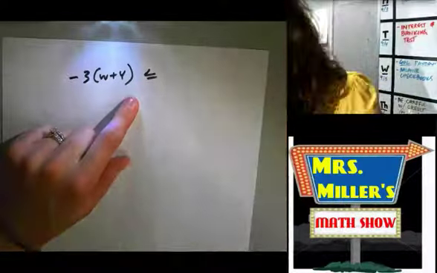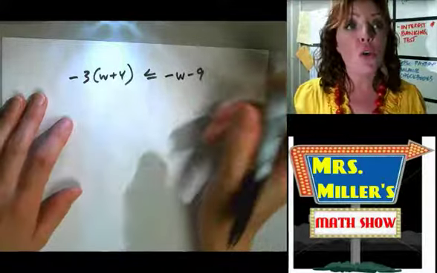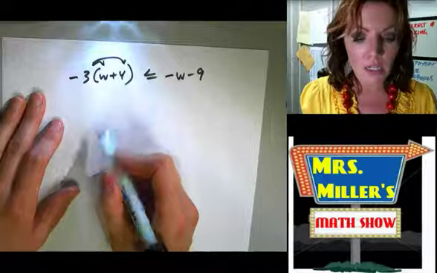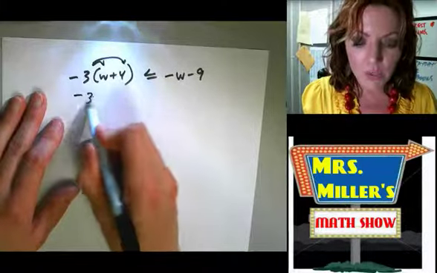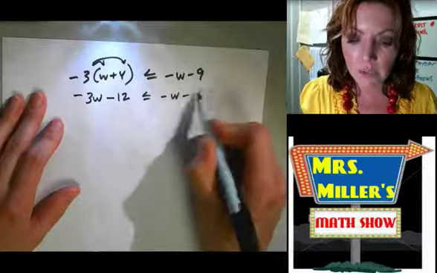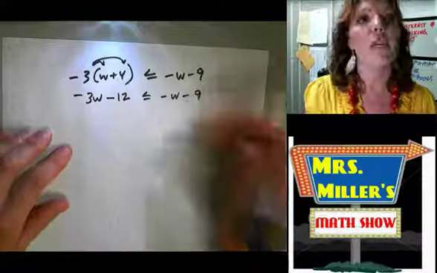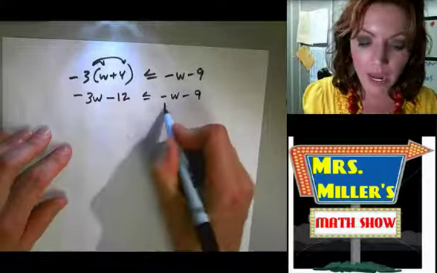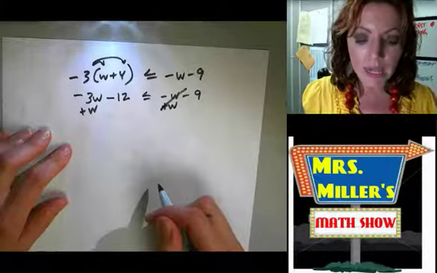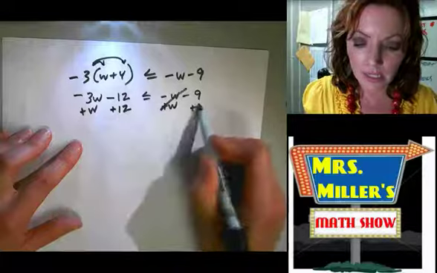Negative 3 times w plus 4 is less than or equal to negative w minus 9. So the first thing that we're going to do here is distribute this negative 3 into the parentheses. Negative 3 times w is negative 3w. Negative 3 times positive 4 is negative 12. Is less than or equal to negative w minus 9. So personally, I like to have all of the variables on the left and everything else on the right. So I'm going to add this w to both sides, so they cancel out here. At the same time, I'm also going to take the negative 12 and move it to the opposite side. So those cancel out.